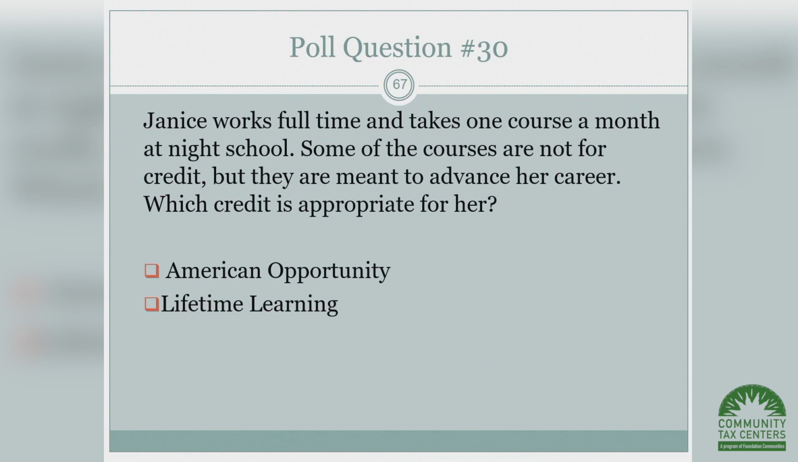All right. Janice works full-time and takes 1 course a month at night school. Some of the courses are not for credit, but they are meant to advance her career. Which credit is appropriate for her? Yes, sir. Lifetime learning. Who says lifetime learning? That is correct. It's the Lifetime Learning Credit.